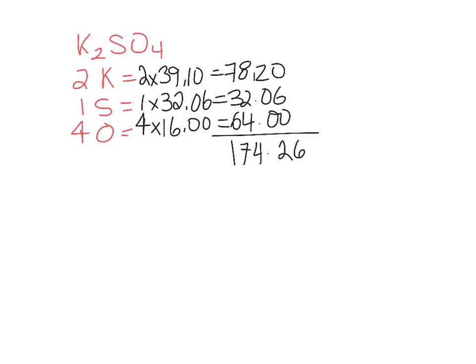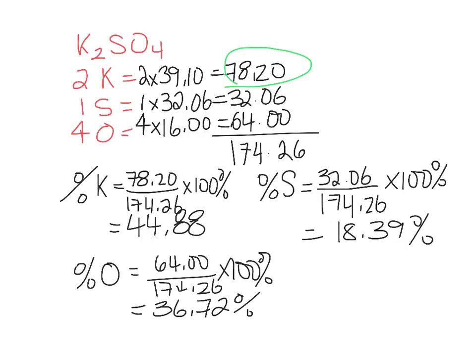Am I right? That's how you figure out percents. Pretty straightforward. Figure out how many there are of that atom, times it by the mass of one atom, divide it by the total mass of everything, multiply it by 100, and you're good.